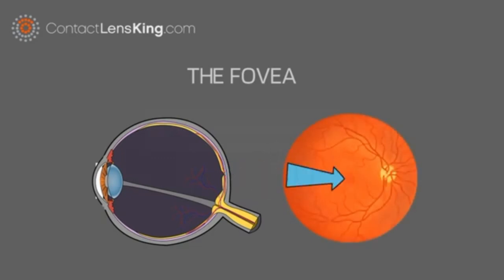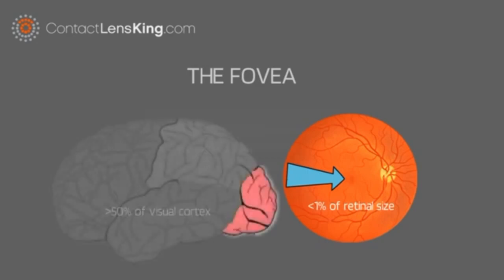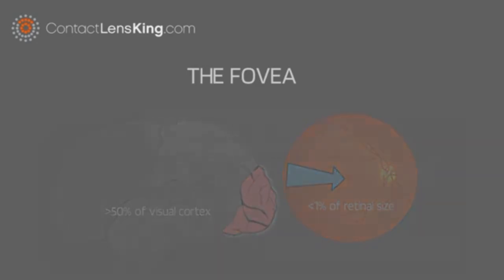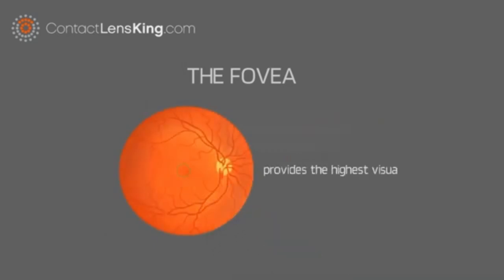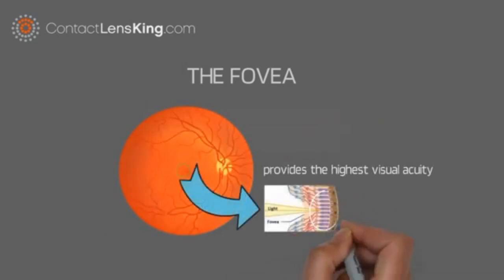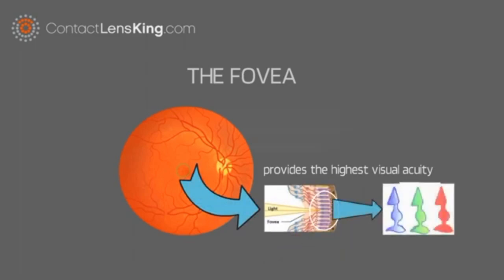This small section makes up less than 1% of the retinal size, but comprises over 50% of the visual cortex in the brain. The fovea provides the highest visual acuity for the central field of vision, which is due to the distribution of cones within it. The fovea only contains cones, and these color cones allow the eye to create sharp, clear images.